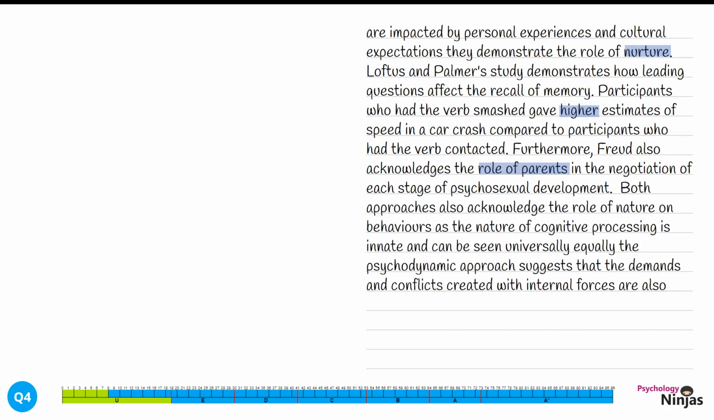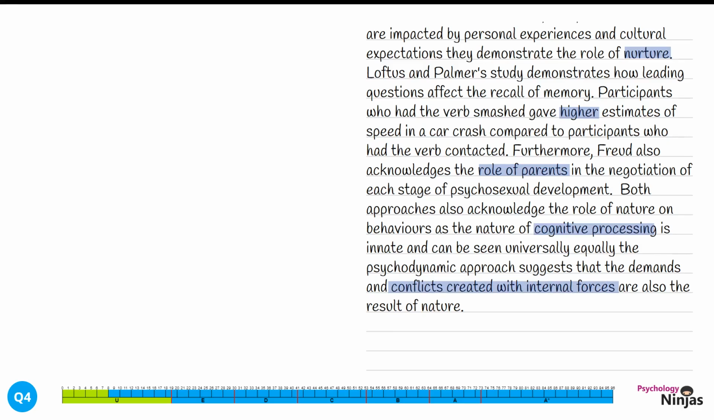Both approaches also acknowledge the role of nature on behaviours, as the nature of cognitive processing is innate and can be seen universally. Equally, the psychodynamic approach suggests that the demands and conflicts created with internal forces are also the result of nature. We've given clear examples from both the cognitive approach and the psychodynamic approach in how these are nature or inbuilt responses. We're going to complete this paragraph with a judgment.